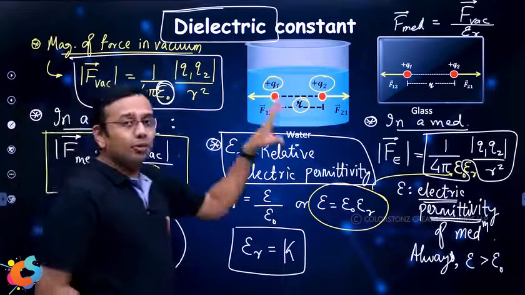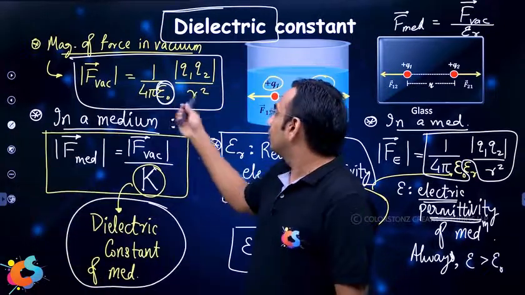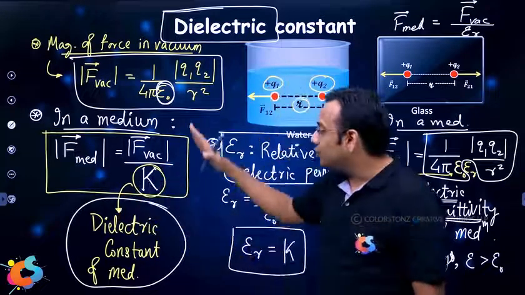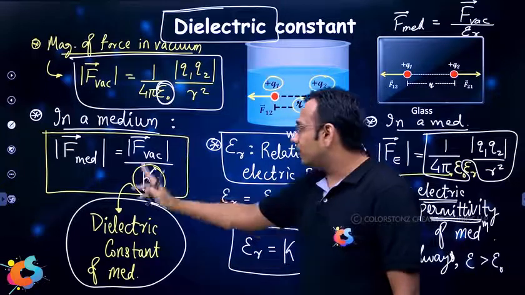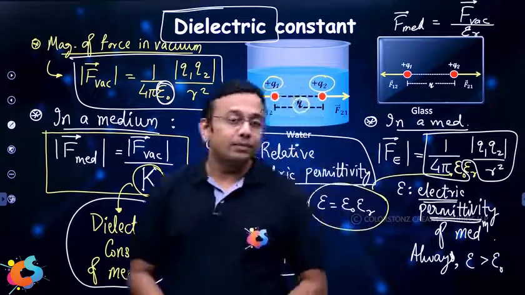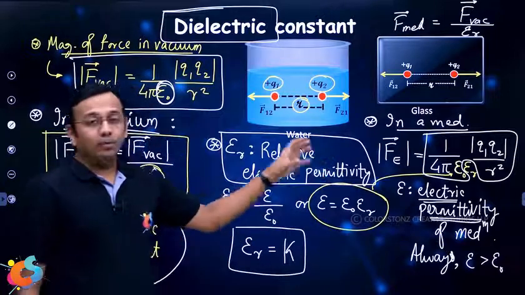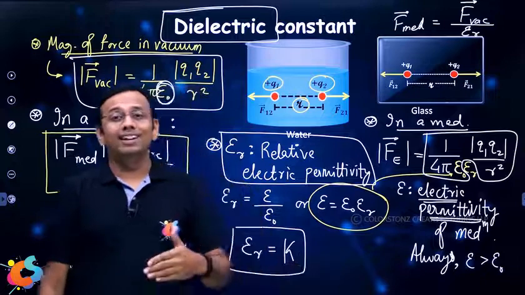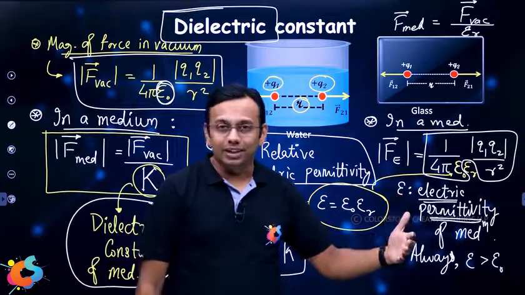In vacuum, the force is given by this expression. We write 1 upon 4 pi epsilon naught. In a medium, the force reduces by a factor. The factor by which the force reduces is called the dielectric constant of medium. That factor is always greater than 1. For air, it is nearly equal to 1. For conductors, it is tending to infinity.